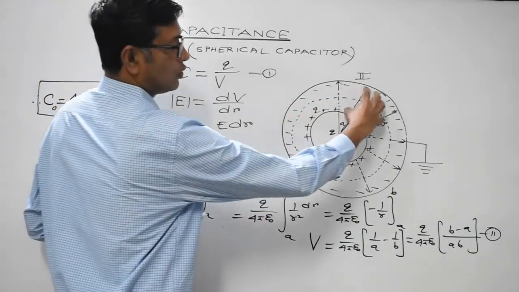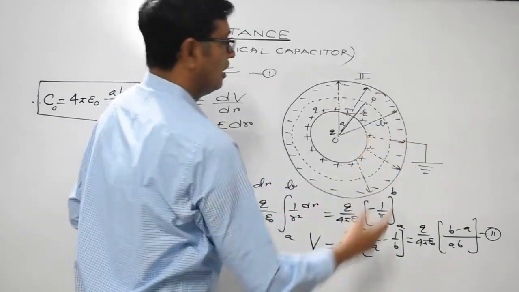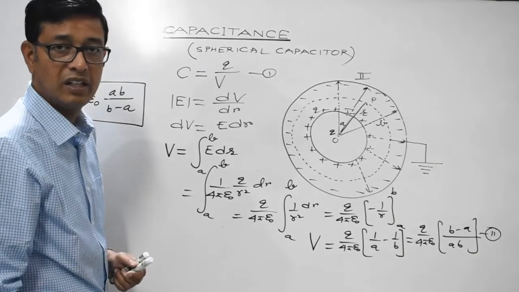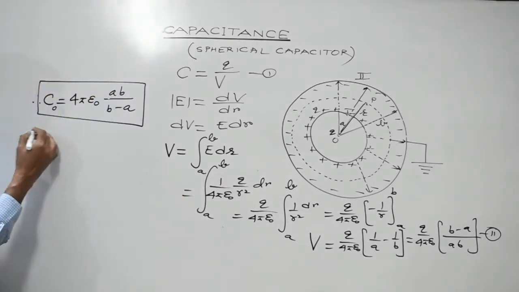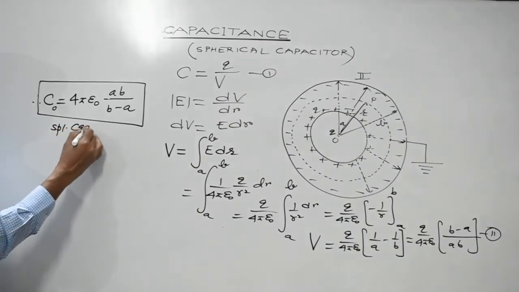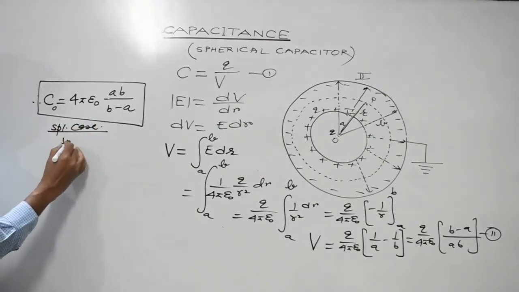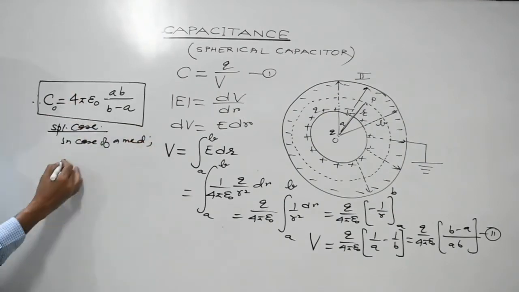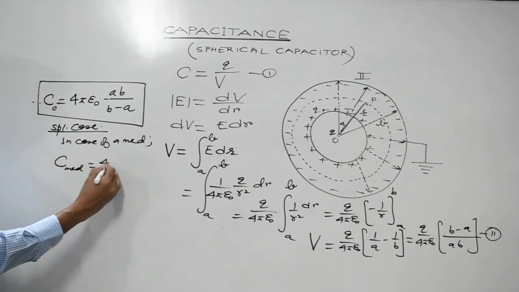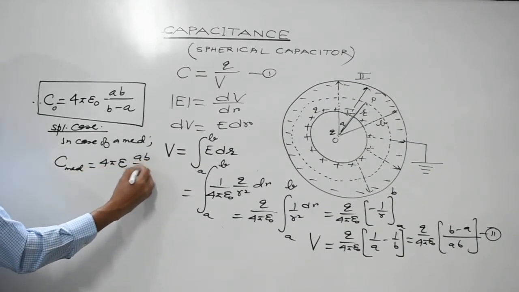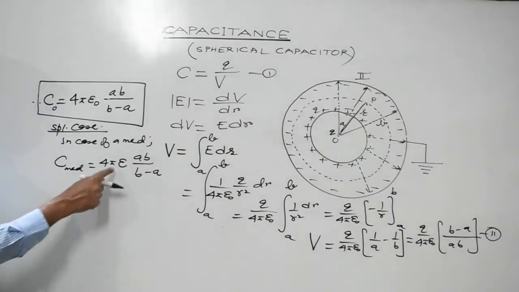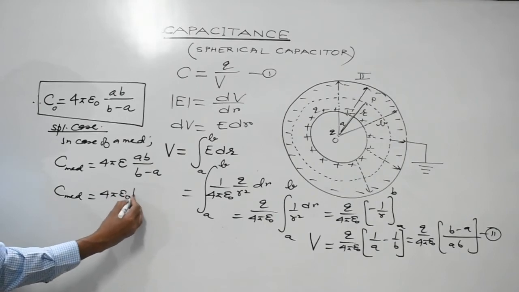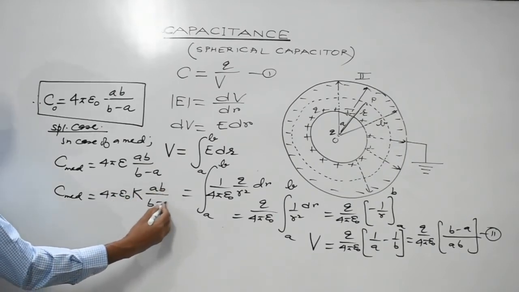In case the space between this is filled with some medium, then epsilon will be replaced by epsilon, which in turn may be written as K epsilon. So let's discuss special case. In case of a medium, C medium will be given by 4 pi epsilon AB divided by B minus A. So it may also be written as 4 pi epsilon K AB divided by B minus A.